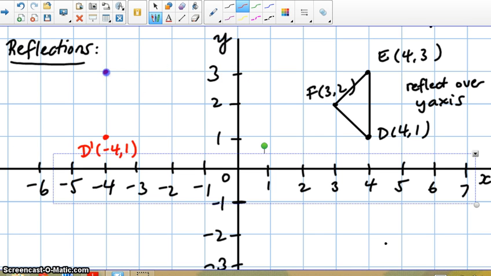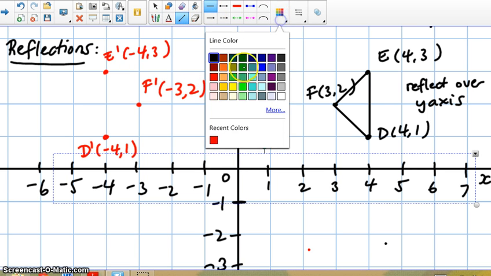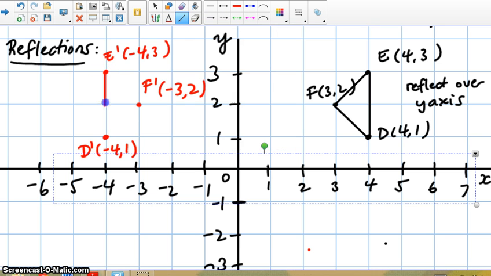So E prime ends up at -4, 3. Okay. Now we have F. It's 1, 2, 3 away. Therefore, it's 1, 2, 3 away on the other side. So F prime should end up at -3, 2 in quadrant 2. So we're going to connect the dots here. And now you have a mirror image.